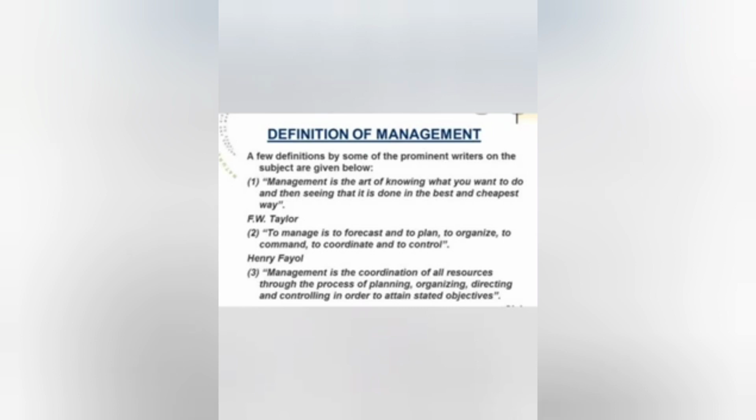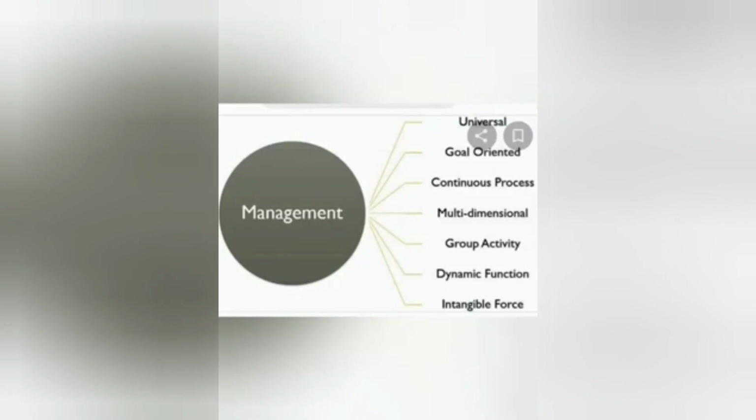So what are the characteristics of management? Understand the headings and do the stuffing. Management is universal. Wherever you go, management is there. So that is why management is universal. Management is goal oriented. Management has a goal, that is why it is goal oriented, and we are working towards the fulfillment of its goal.